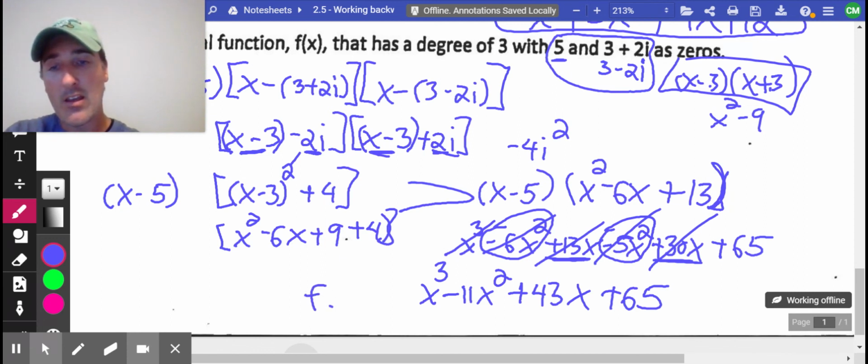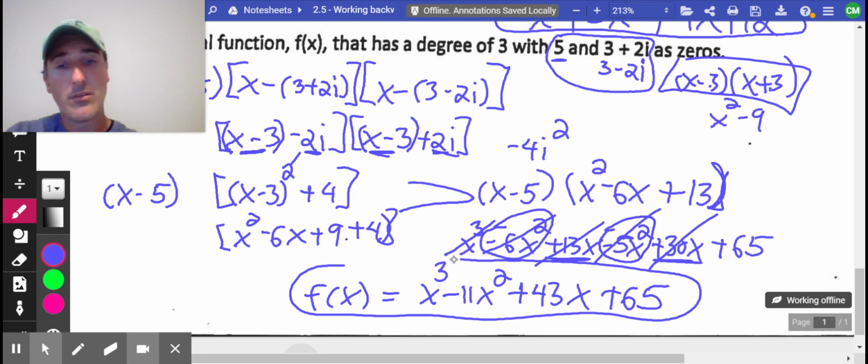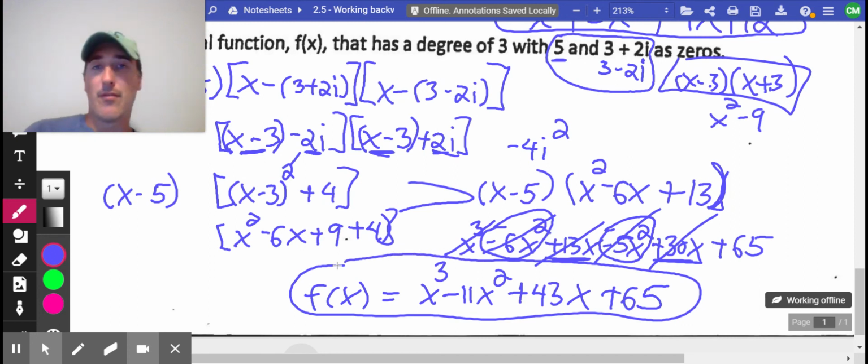All right. So these two problems, you got complex zeros. We can still do them by using the factor theorem. The biggest thing here is for all of these, you want to FOIL out the complex conjugate factors first, then all the i's are going to go away.